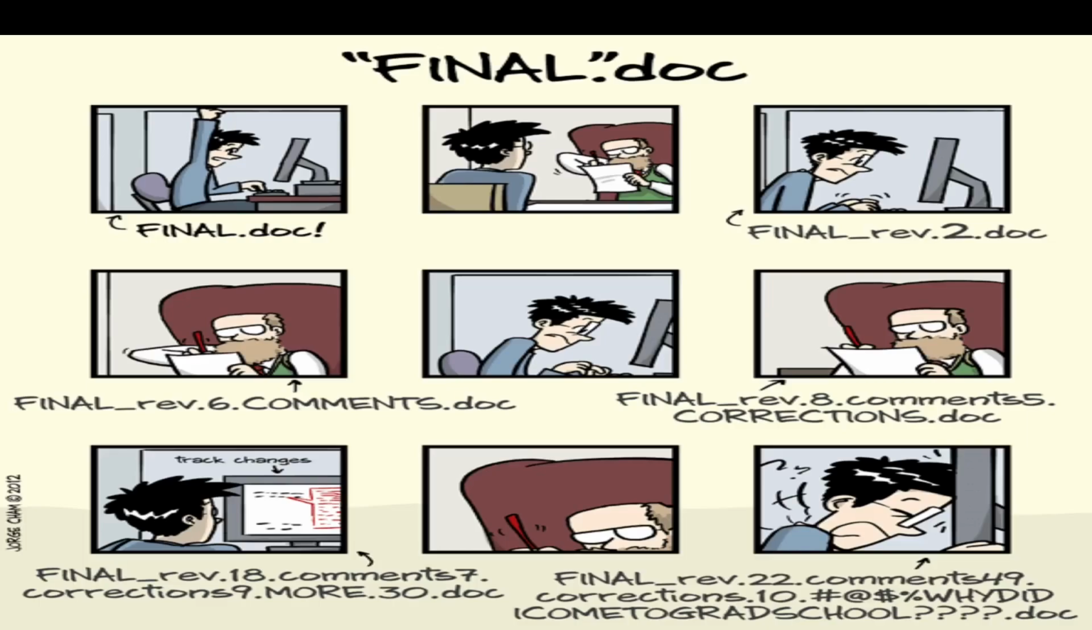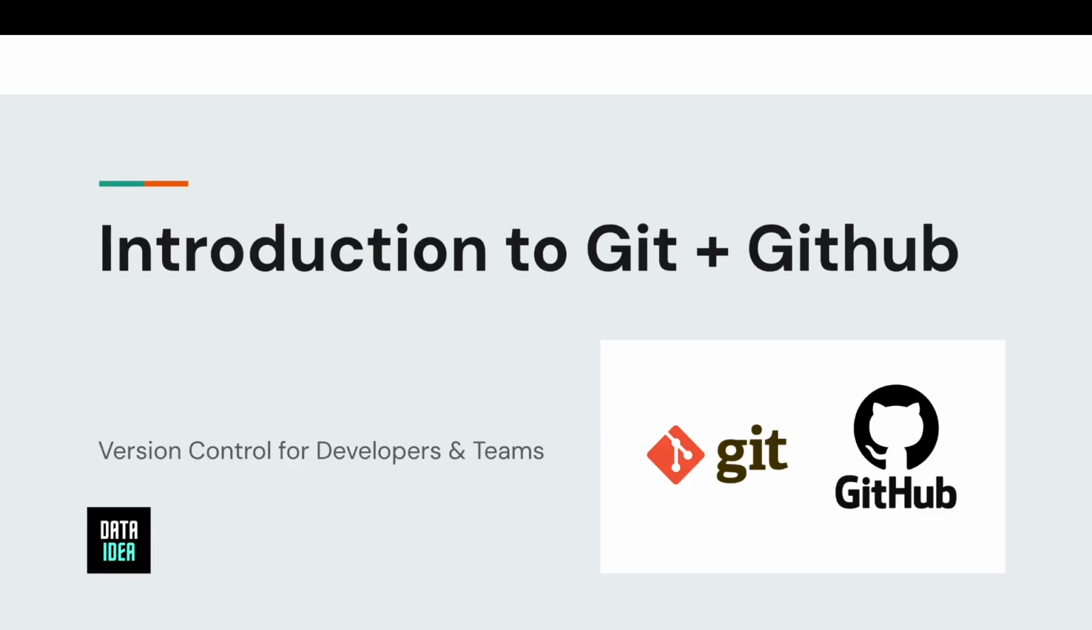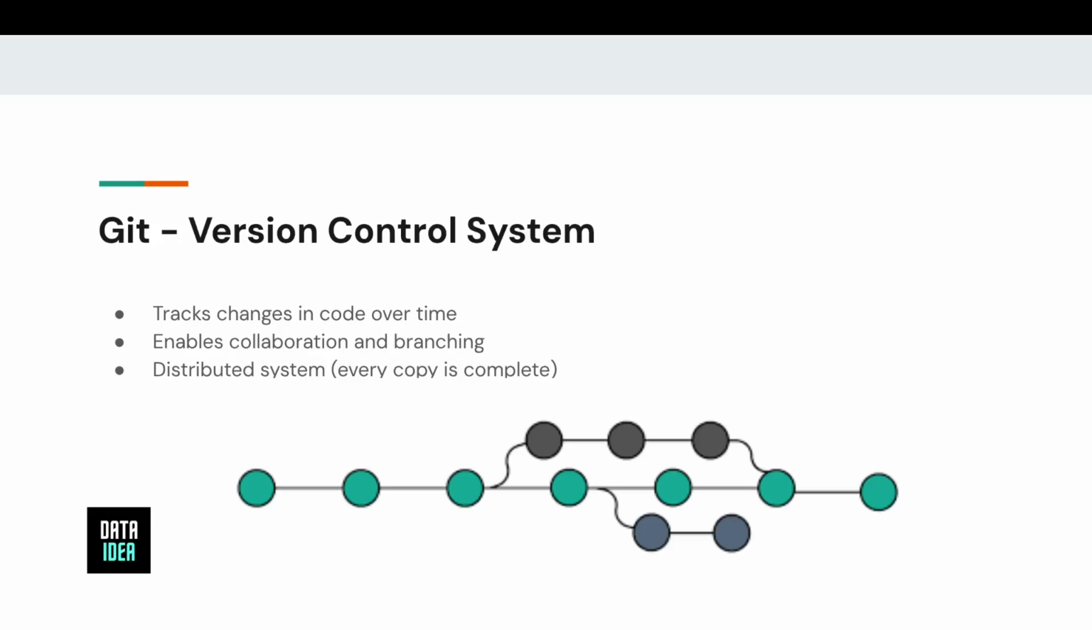But also, you may just want to collaborate with your friends, or maybe if you have a whole team, you may want to collaborate and work on the same project, and you will need to track every single change that every other person is contributing to the project. This is where Git and GitHub come in. In this video, we'll introduce ourselves to Git and GitHub.